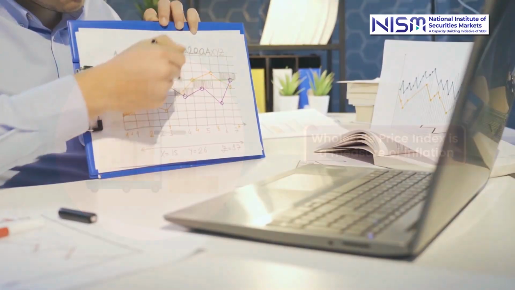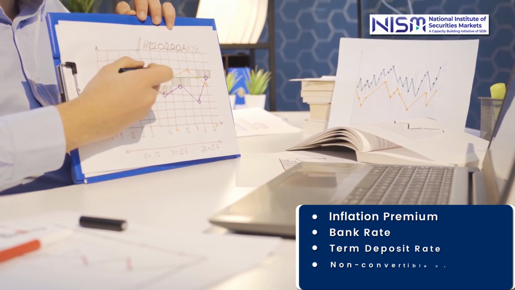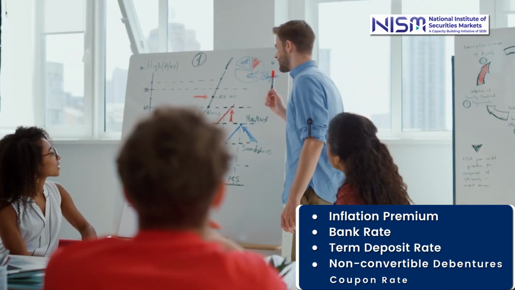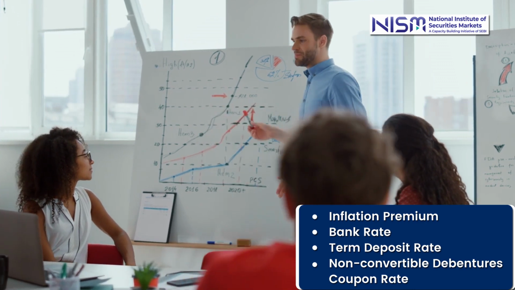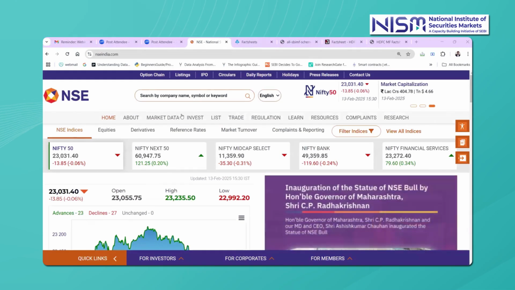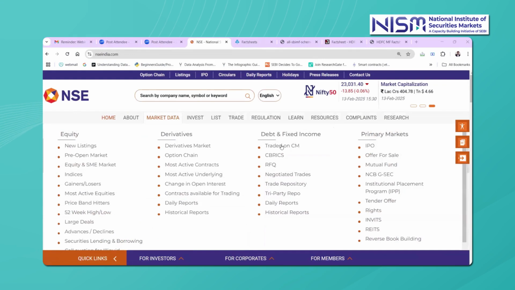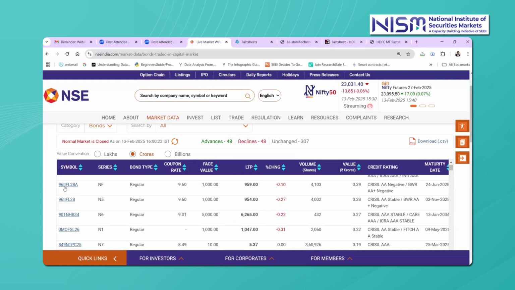In normal circumstances, when we talk about the bank rate or the term deposit rates, we are talking more in terms of that, and also more in terms of NCDs. On the NSE website, I'll go to market data, and in the debt and fixed income segment, let's see the securities traded on the exchange. You can see here the symbol, it is 96 IIFL 28, right? That means 9.6% is the coupon rate.